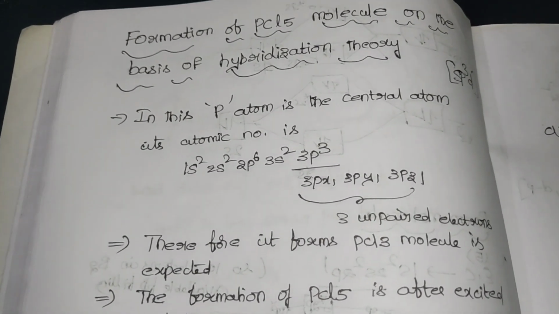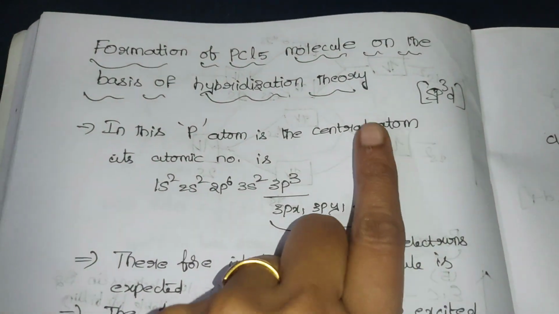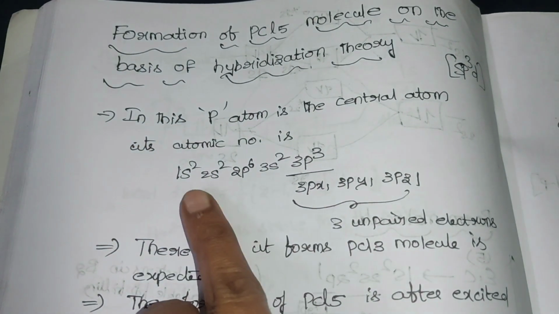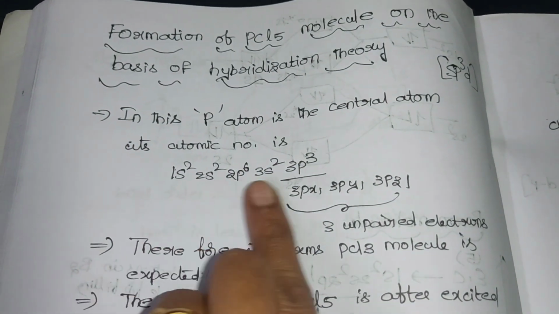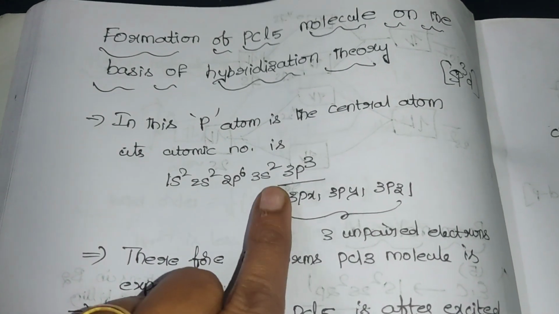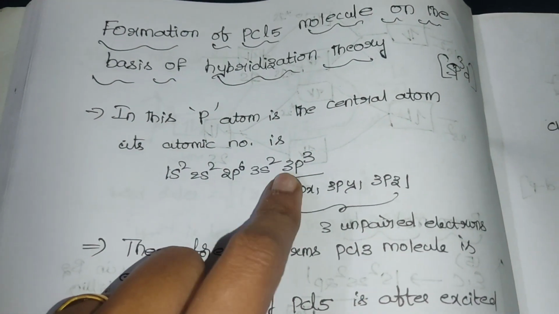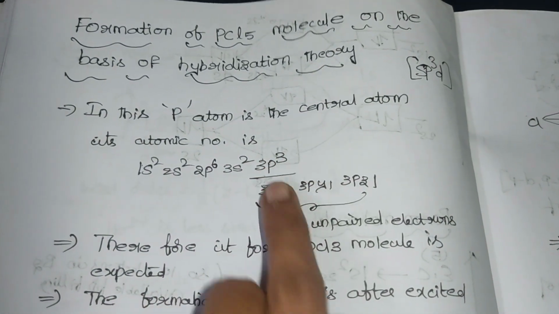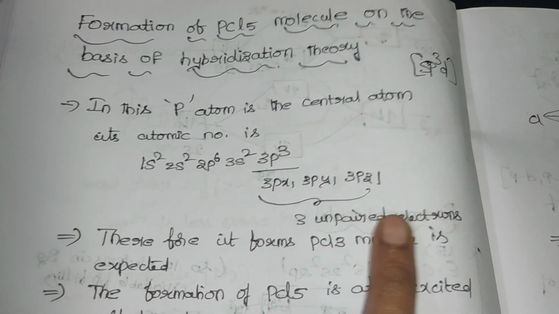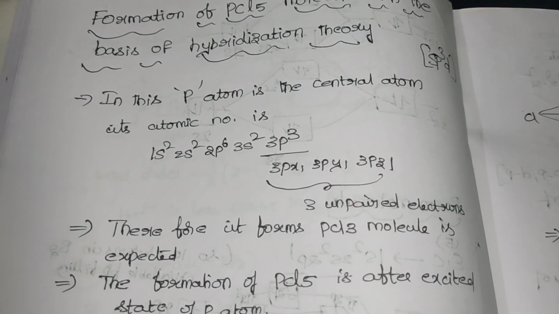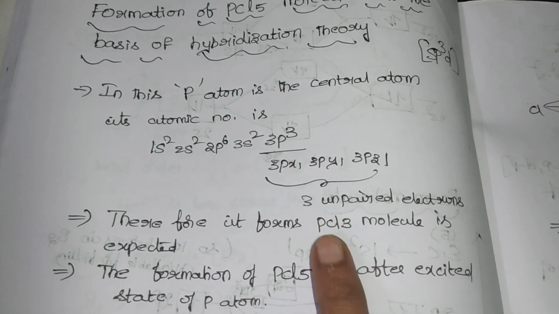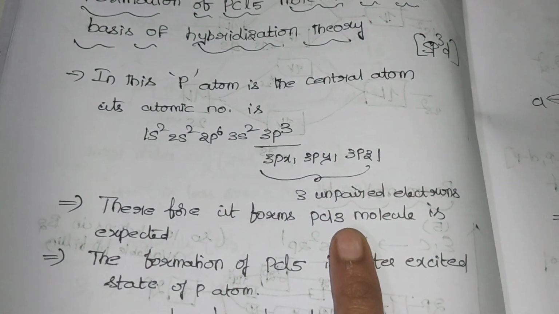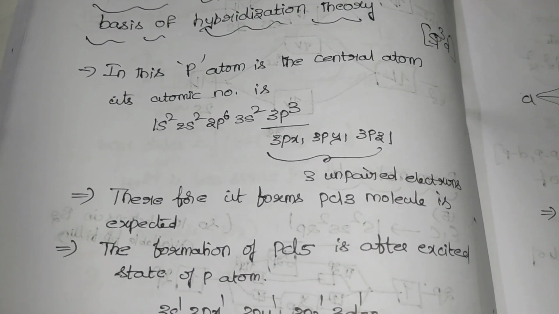In the PCl5 molecule, P is the center atom. The phosphorus atom has atomic number 15, so we can write the electronic configuration like this: 1s2, 2s2, 2p6, 3s2 and 3p3. In the outermost shell, 3p3 means 3px1, 3py1, 3pz1, so 3 unpaired electrons are present. The possible molecule is PCl3, because P can share 3 unpaired electrons to form a PCl3 molecule.